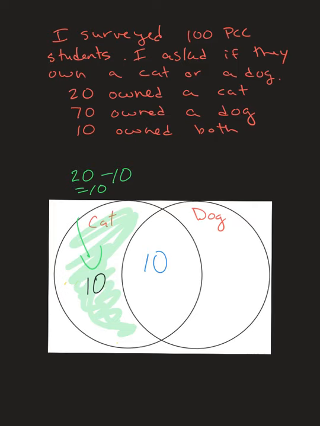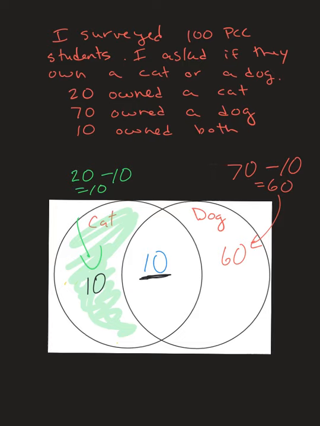Then for dog, we know that the entire circle needs to add up to 70. We already have 10 accounted for here, right? So I'm going to do 70 minus 10, and that gives me 60. So 60 goes here. That means that there are 60 people that own only a dog. So 10 people have only a cat, 10 people have both, and 60 people have only a dog.